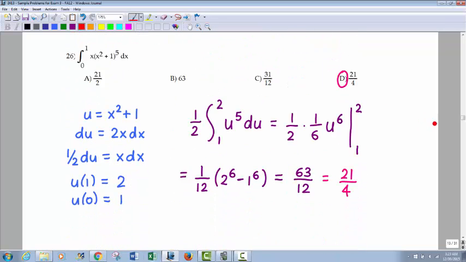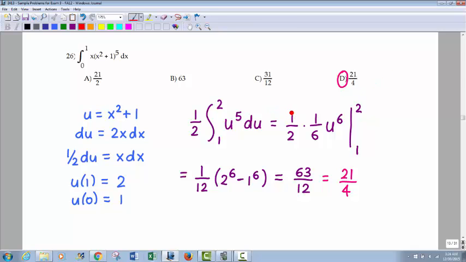26, another substitution. Oh, looks like I already divided this one, didn't I? Pretty straightforward. u is x squared plus 1. du is 2x dx, so you have 1/2 du equals x dx. Changing my limits, put 1 in there: 1 squared plus 1 would be 2. 0 squared plus 1 is 1. So we have the 1/2 right here. Now from 1 to 2, and we have u to the 5th du.